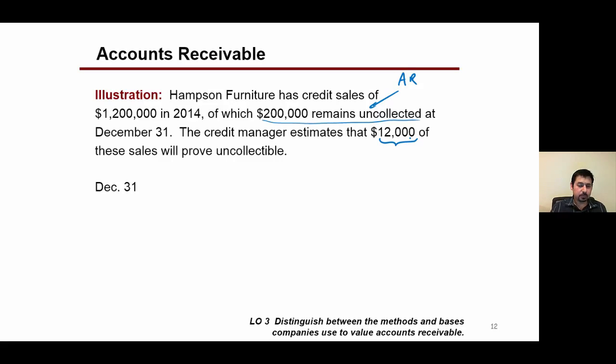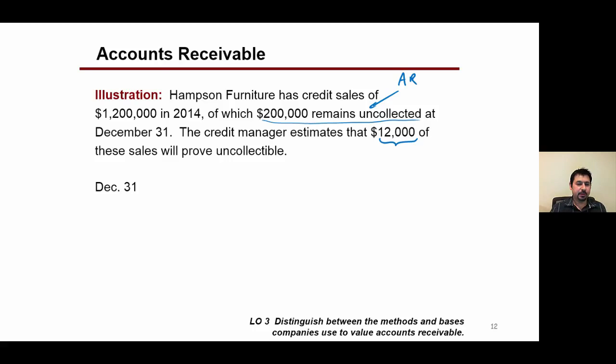So far they are giving us the estimation. This is step one. As you remember with the allowance method, the first step is to estimate the amount that will be uncollected. The second step is to record the bad debt expense. And the third one is when it is actually written off, if the company decides to write it off. In this case, the estimation of uncollectible accounts is $12,000.